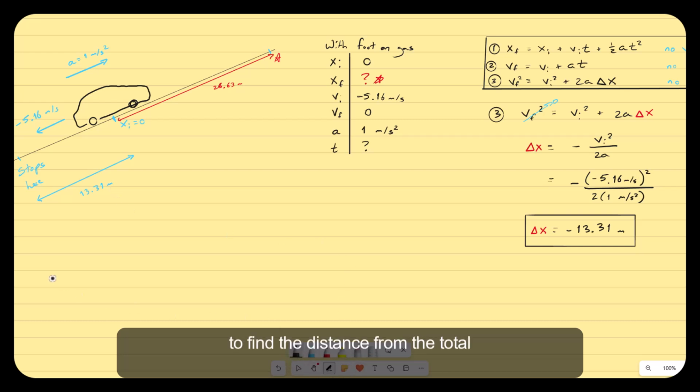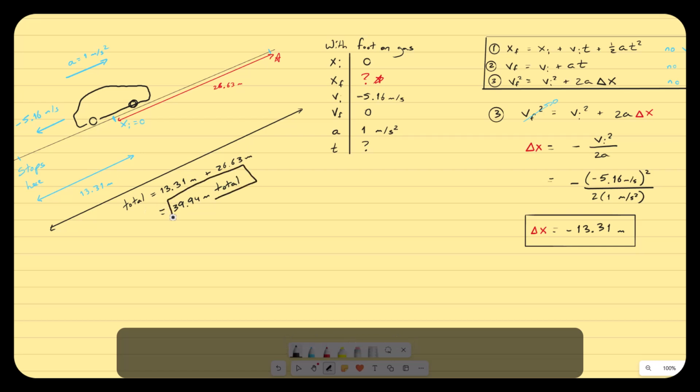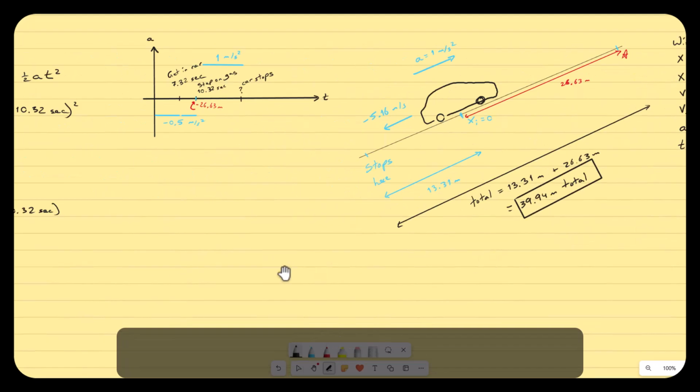I was asked to find the total distance, so I need this distance, which is my 13.31 meters that I just found, plus the 26.63 meters that I had already slid, is 39.94 meters total. Back to the question.